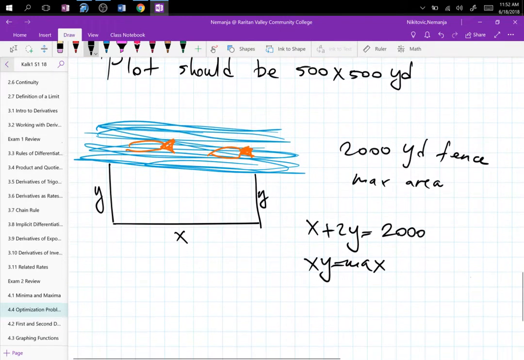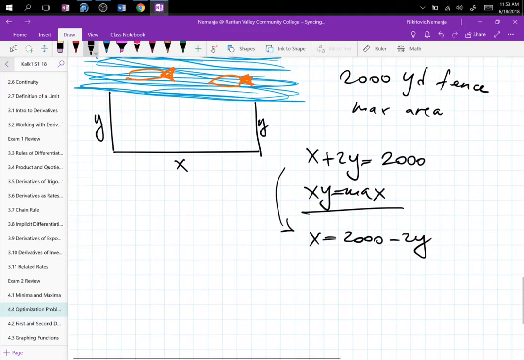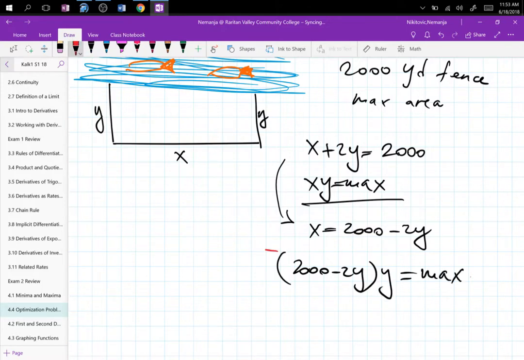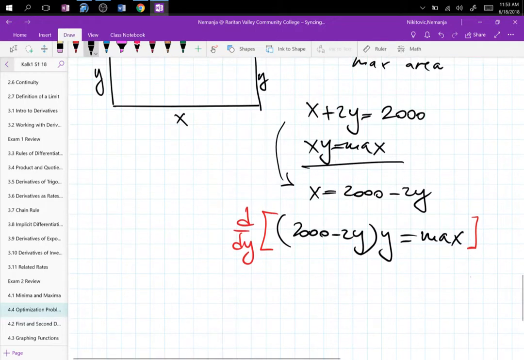You can now solve for x. 2,000 minus 2y. You can solve for any variable, it doesn't matter. Plug that in. We get 2,000 minus 2y times y to be a max. And then hit it now with the y derivative. Oh, don't hit it with the derivative. I have to simplify. Postpone hitting.